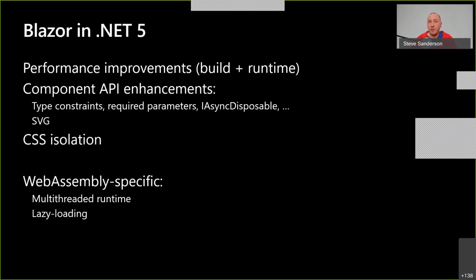There are also some programming model improvements that we have lined up inside the component APIs that have been long requested by the community, such as the ability to add type constraints and required parameters and things like that, which you may know about if you're already inside the Blazor community. Another highly requested feature is CSS isolation, which we are working on at the moment.